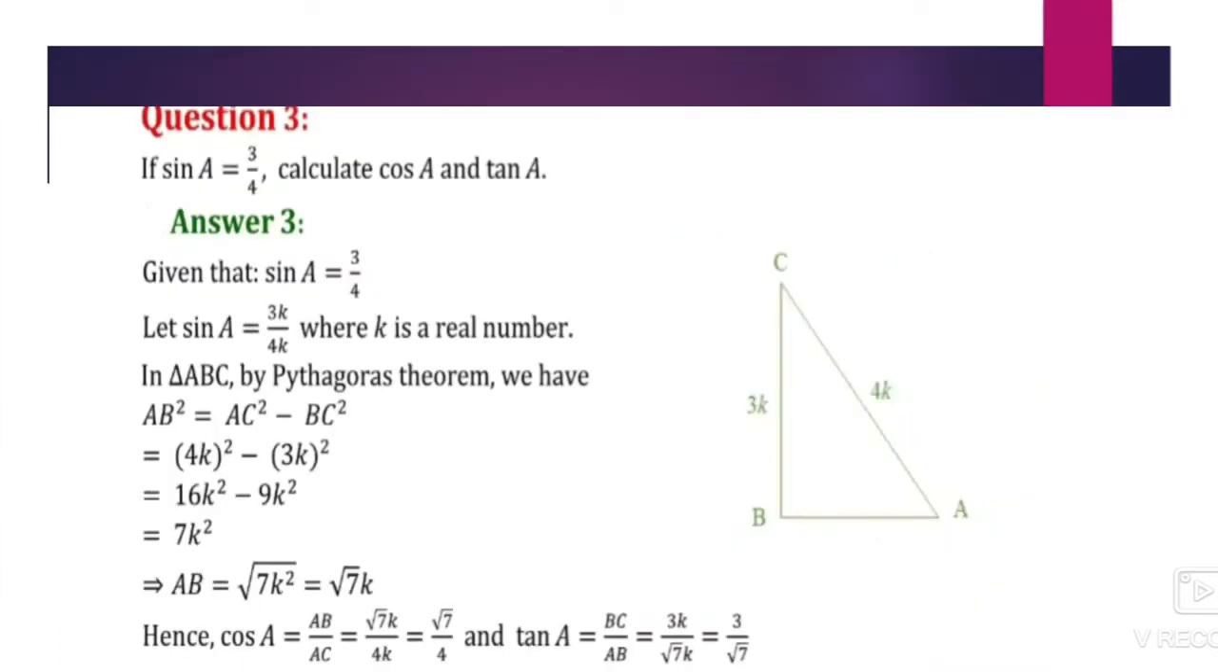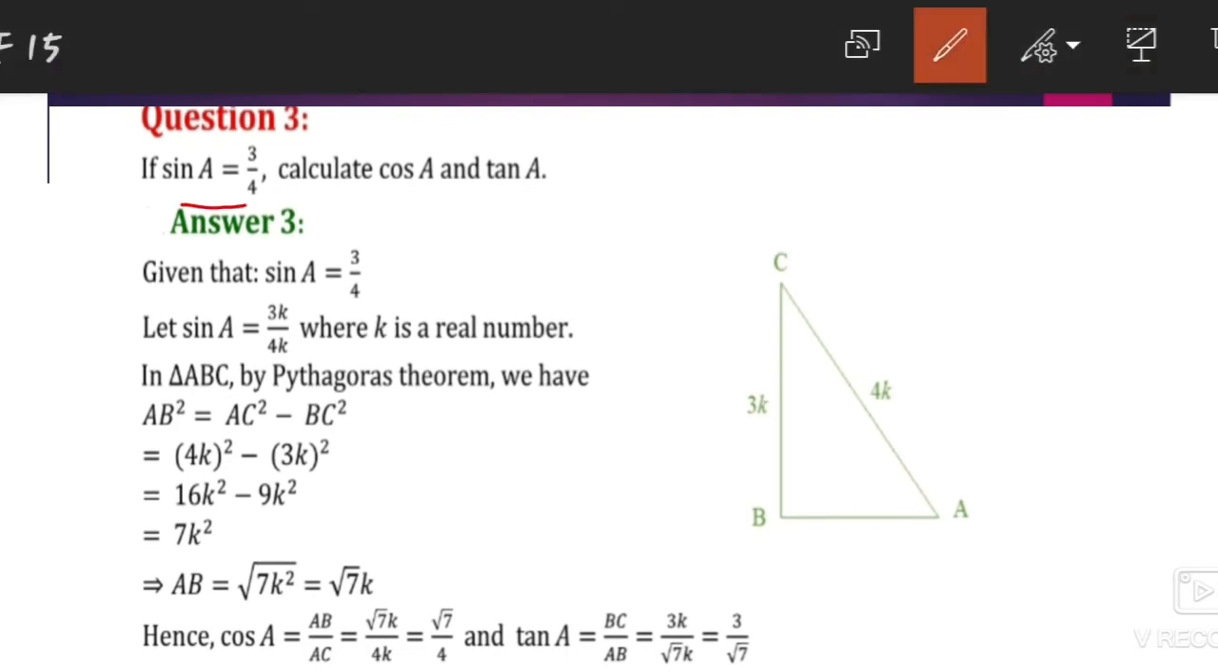Now we'll discuss question number 3. The question is, if sin A is equal to 3 by 4, calculate cos A and tan A. Suppose this is a triangle ABC, with the right angle at B. Given that sin A is equal to 3 by 4, you know the formula here.